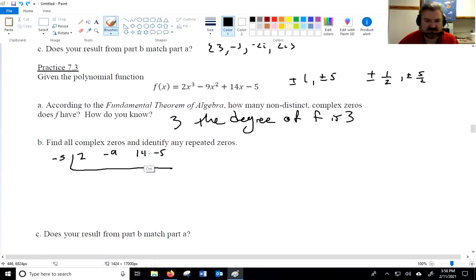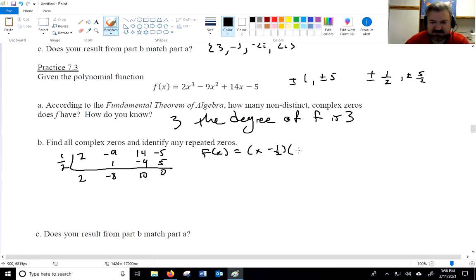All right, so the next one I'm going to try is 1/2. So bring down the 2. 1/2 times 2 is 1, and then that makes that a negative 8, which makes this a negative 4, which makes this a 10, which makes this a 5. So it's a 0. All right. So we can rewrite f of x as being x minus 1/2 times 2x squared, minus 8x plus 10.